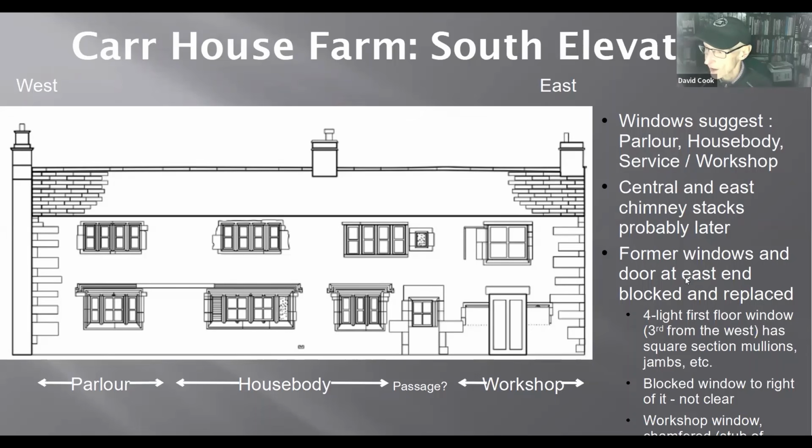Former windows and the door at the east end blocked and replaced. So this is a four-light window. I think it was a workshop, slightly lower end, lower window, and then the passage in between. Blocked. This is probably the original surround with a chamfer to it, and a later window put in. So the passage is being blocked. The first floor window has also been blocked, but that's had square section mullions and jambs, etc.